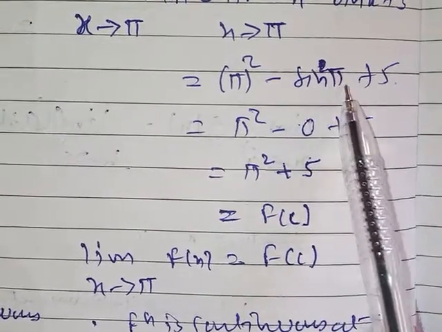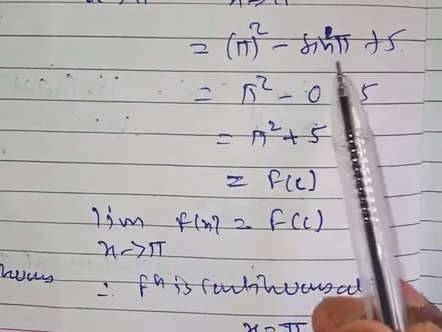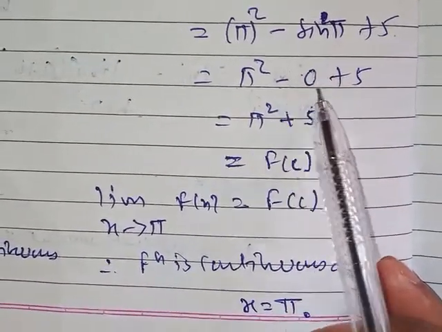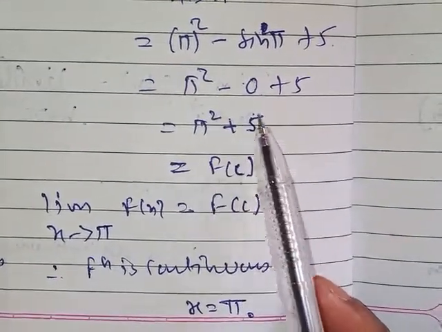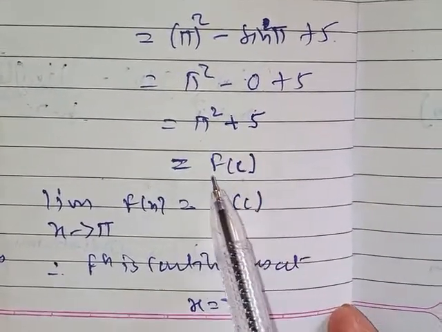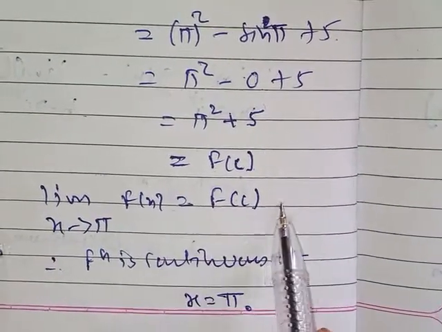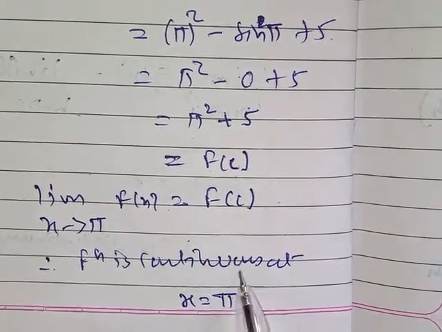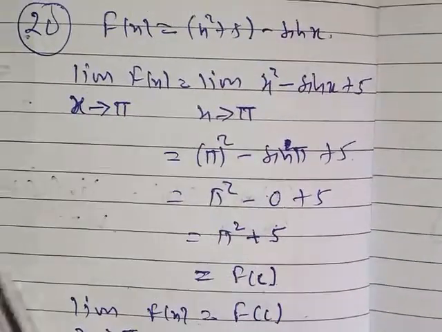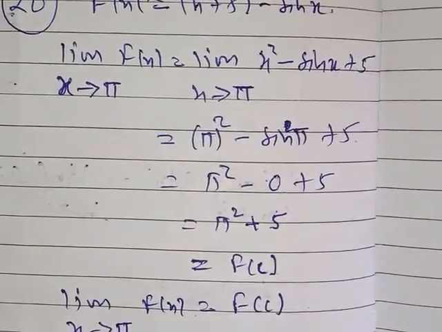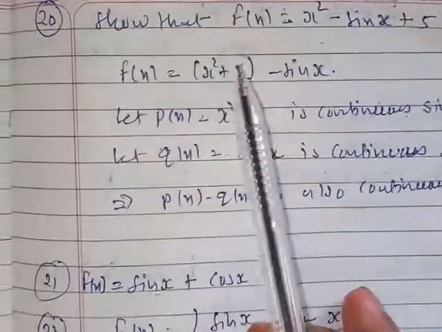Sin pi means sin 180. What is sin 180? It is 0. So it is 0 plus 5. So what will we be left with? Pi square plus 5, which is a constant value. What is this? It is f of c. Therefore, limit x tends to pi of f of x is equal to f of c. So therefore, the function is continuous at x equal to pi. This we proved according to the first definition of continuity. You can also prove the same another way.